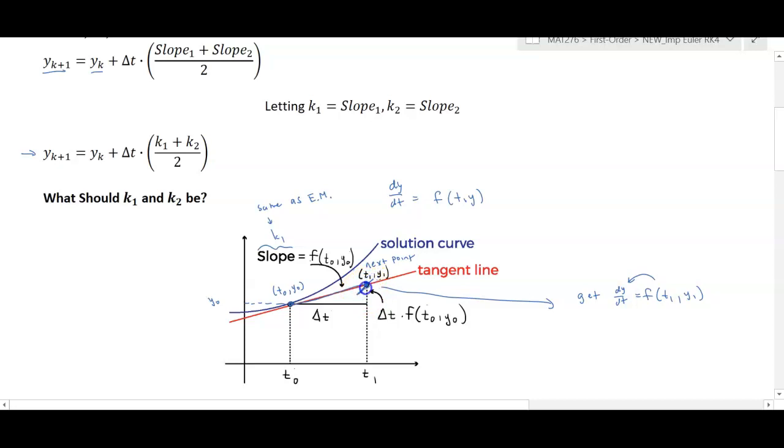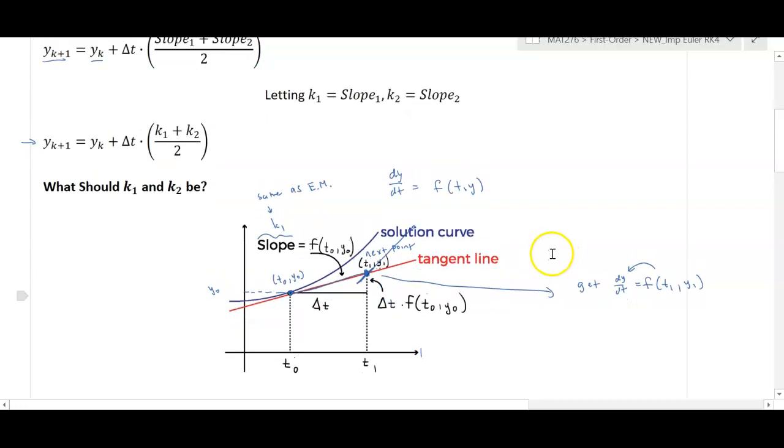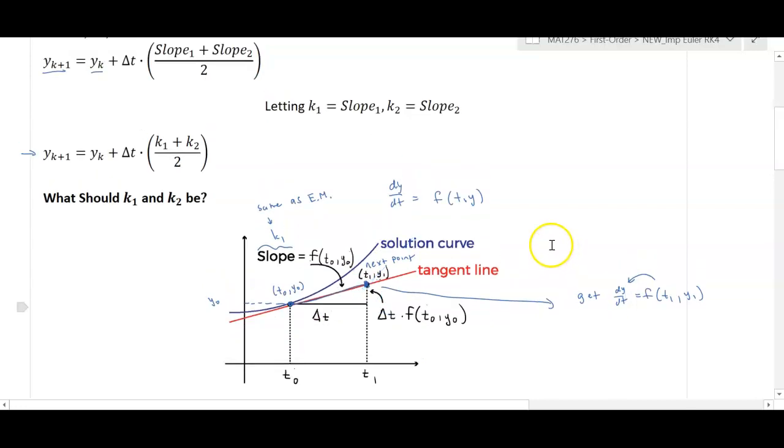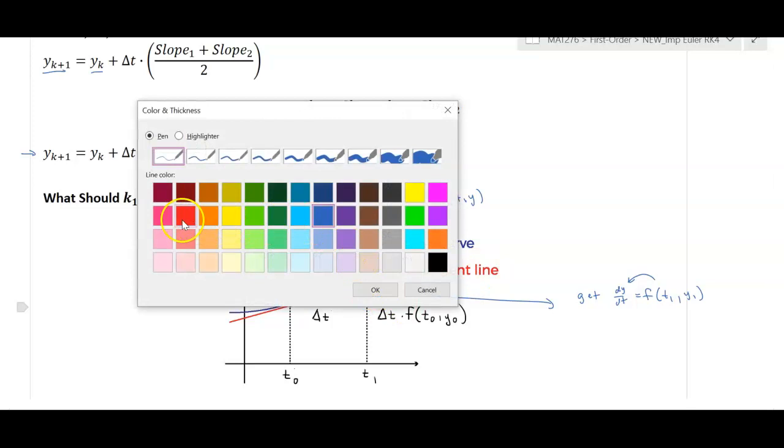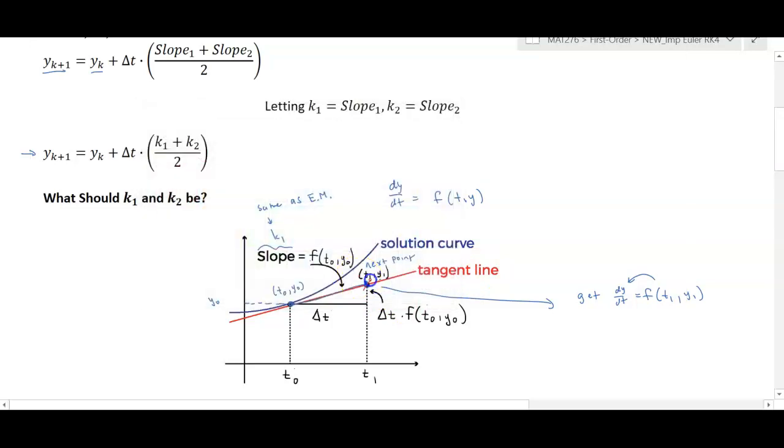Let's say at that point, you get a slope that looks like that, and you'd use that to project out to time t2, and you'd get a point there. But we're not going to do that. What we're going to do instead is grab that slope right there, whatever slope we get right here, and record that as f of t1, y1. And we're going to call this slope 2. That's going to be our K2.